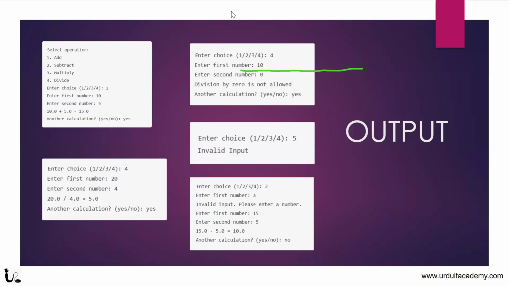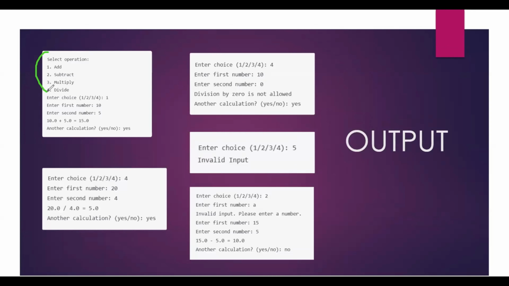You can see first here, yeah, you can see it's printing select the operation 1, 2, 3, 4, add, subtract, and all. After that, enter choice 1, 2, 3, 4. That is inside the while True, right? So the user has written 1. So what happens if the user has written 1?